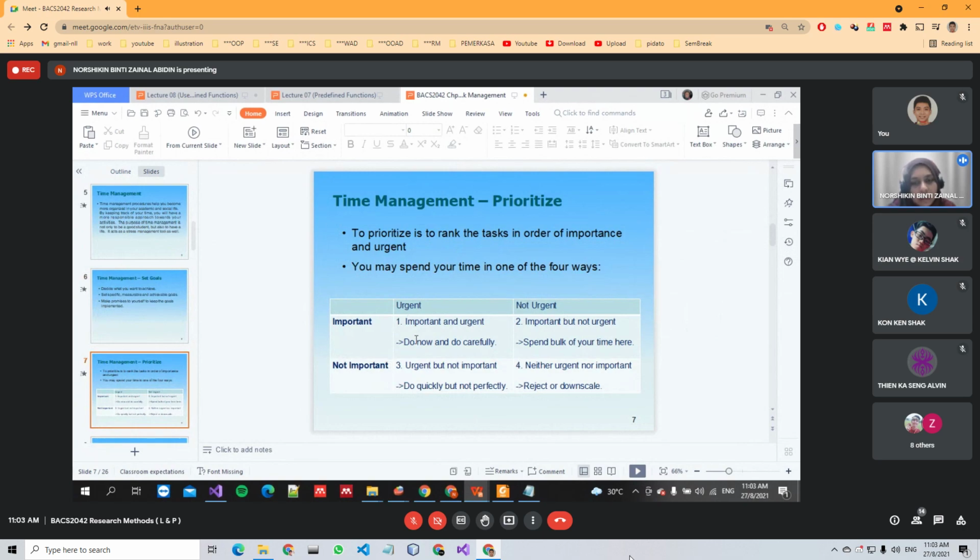Important and urgent: it is very important and very urgent to do it, so you need to do it as soon as possible, and very carefully. Important but not urgent: spend the bulk of your time here. Urgent but not important: do it quickly but not perfectly. Neither urgent nor important: reject or downscale.